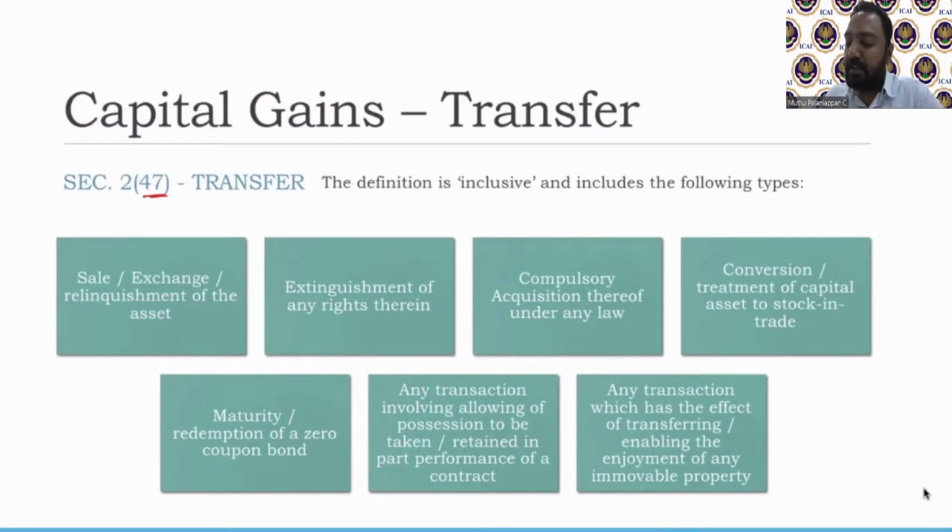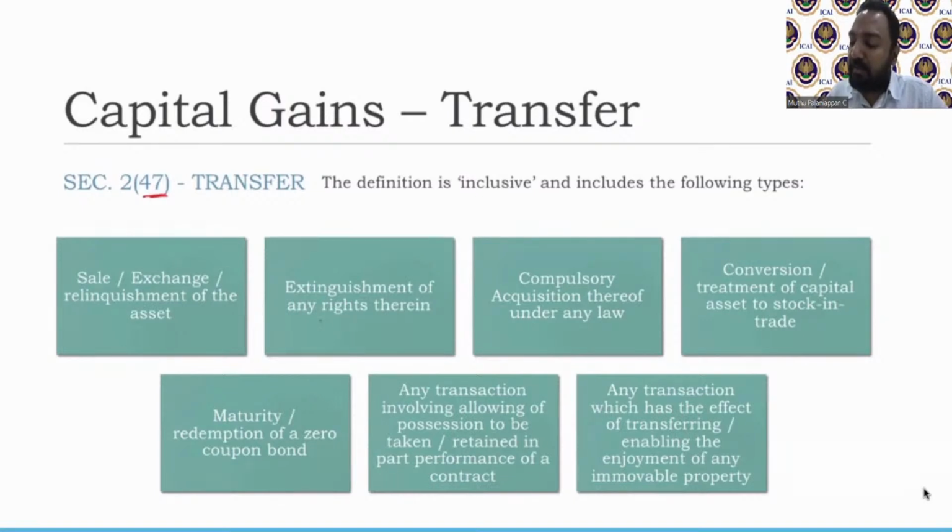Sale, exchange, relinquishment of assets. So either I'm selling an asset, or I'm exchanging an asset, or relinquishment of asset, which means I'm giving up the ownership. That is what relinquishment is. So I'm not holding on to that asset any more.